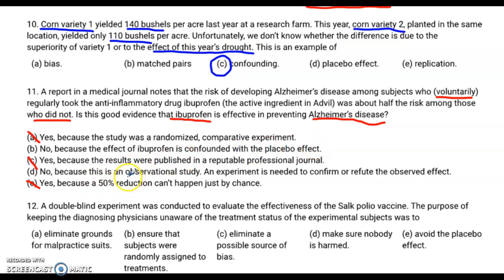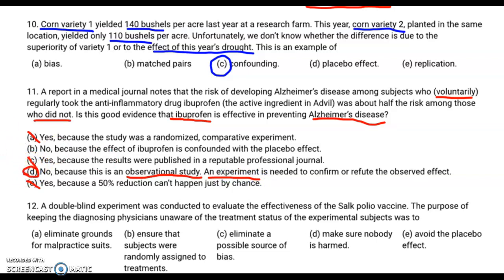So there's no placebo effect going on here. Since this is an observational study, which is true, we haven't assigned them to do anything. We just observed that some people happened to take this drug and some people didn't. Since it's an observational study, we were not able to randomly assign these treatments. What we need is to randomly assign treatments to some subjects and some other subjects. That means we need an experiment. That would be choice letter D.